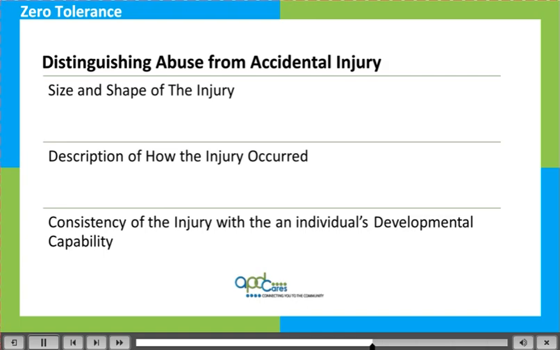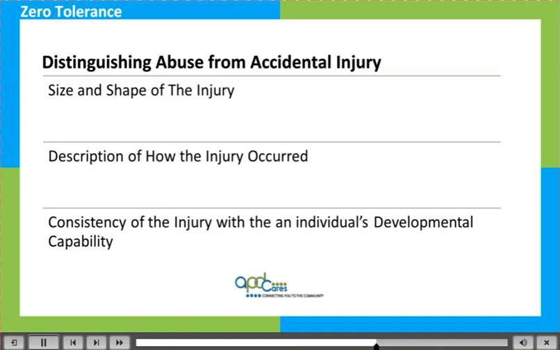Description of how the injury occurred. If an injury is accidental, there should be a reasonable explanation of how it happened that is consistent with the appearance of the injury. When the description of how the injury occurred and the appearance of the injury are inconsistent, there is cause for concern. For example, it is not likely that an individual's fall from a wheelchair onto a rug would produce bruises all over the body.